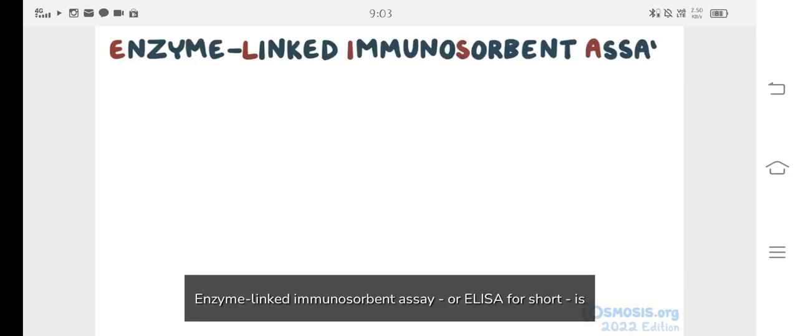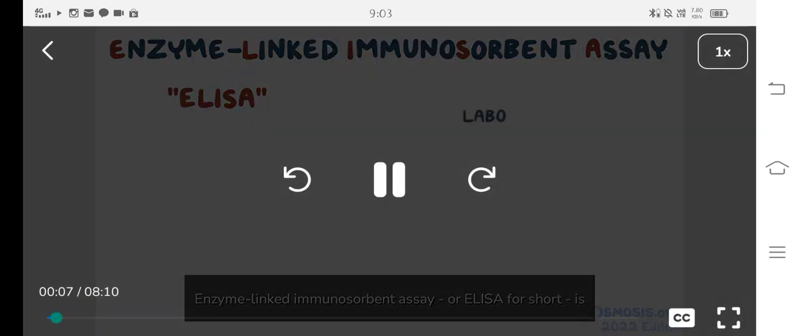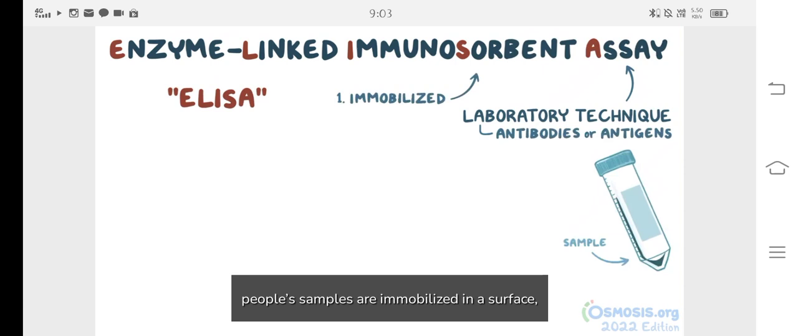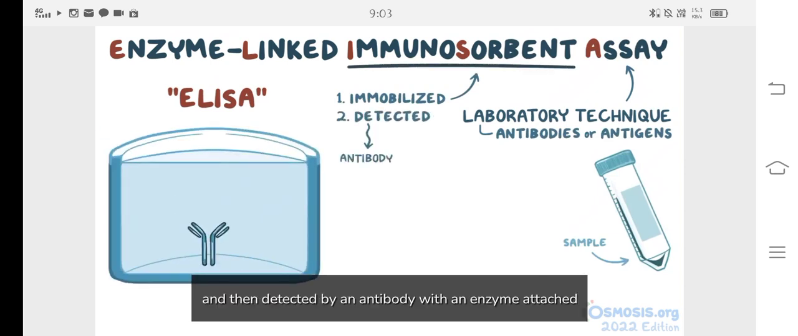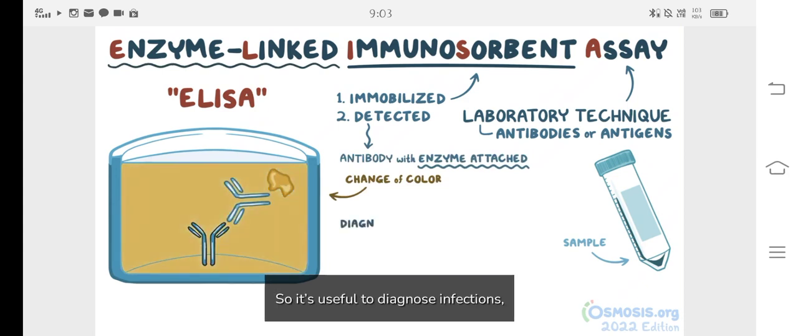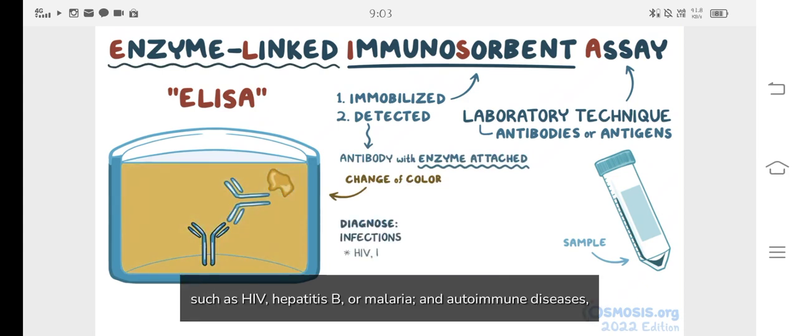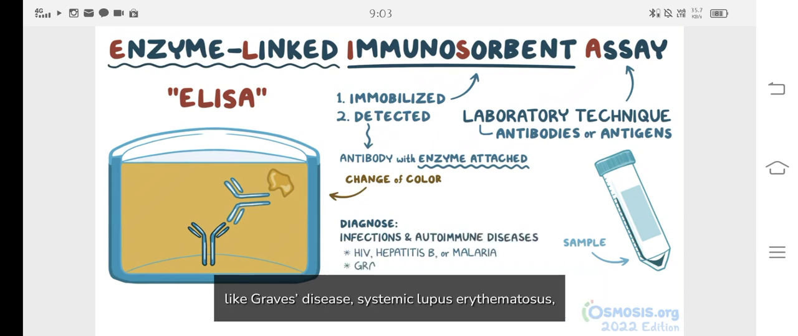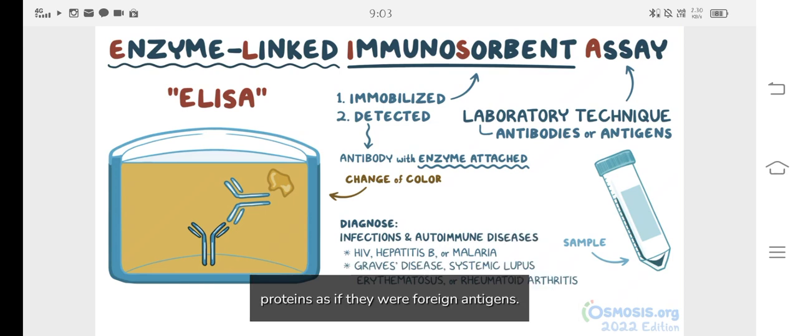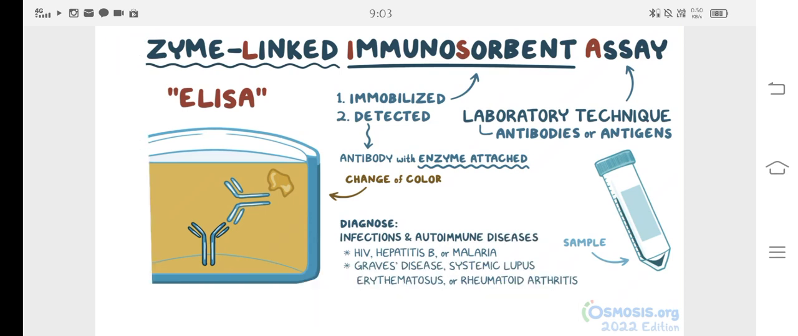Enzyme-linked immunosorbent assay, or ELISA for short, is a laboratory technique, or assay, where antibodies or antigens in people's samples are immobilized in a surface and then detected by an antibody with an enzyme attached that causes a change of color. So it's useful to diagnose infections such as HIV, hepatitis B, or malaria, and autoimmune diseases like Graves' disease, systemic lupus erythematosus, or rheumatoid arthritis, where the body reacts to its own proteins as if they were foreign antigens.